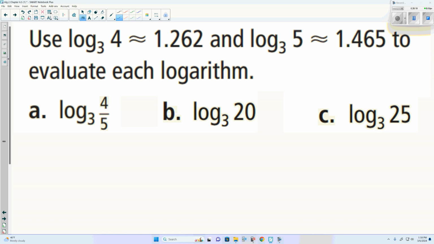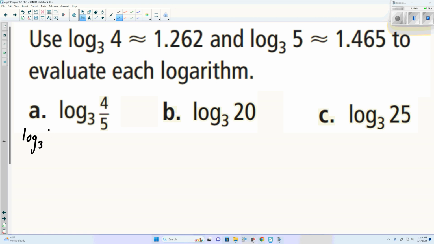Now there's probably one on the homework that gives you a number and you do have to divide to get it. Because if we said 10 and 2 and they wanted a log of 5, well, that's 10 over 2. We can divide them. But luckily for us, the first one here is log base 3 of 4/5.